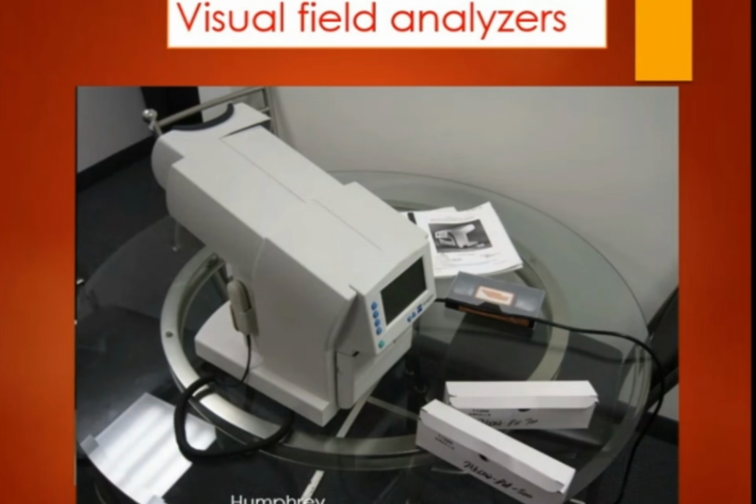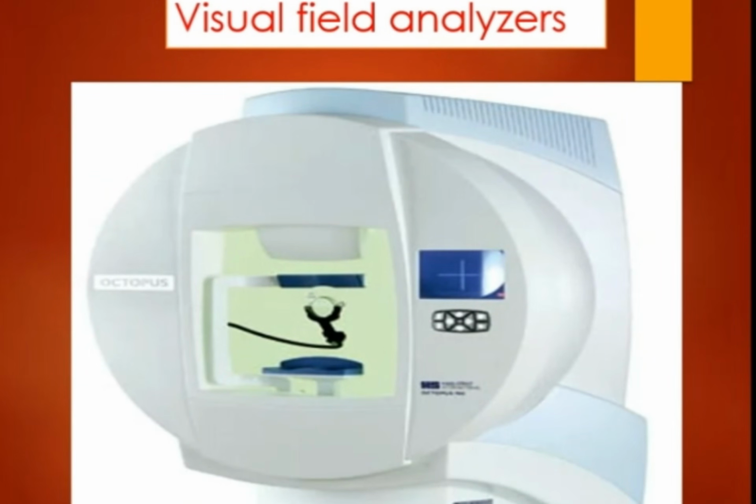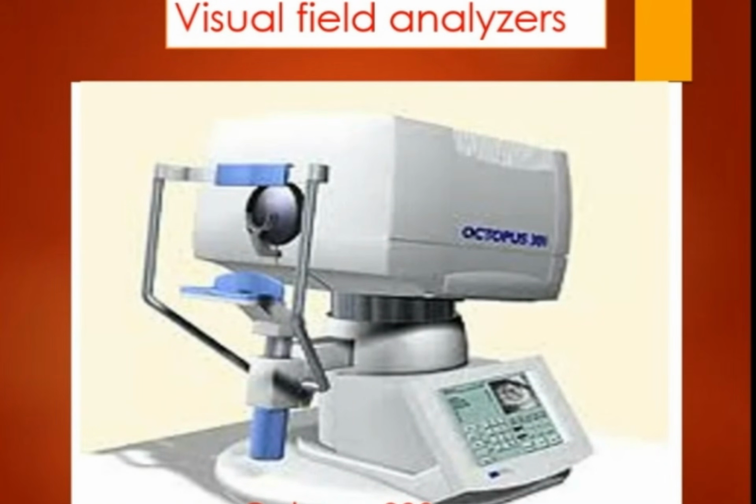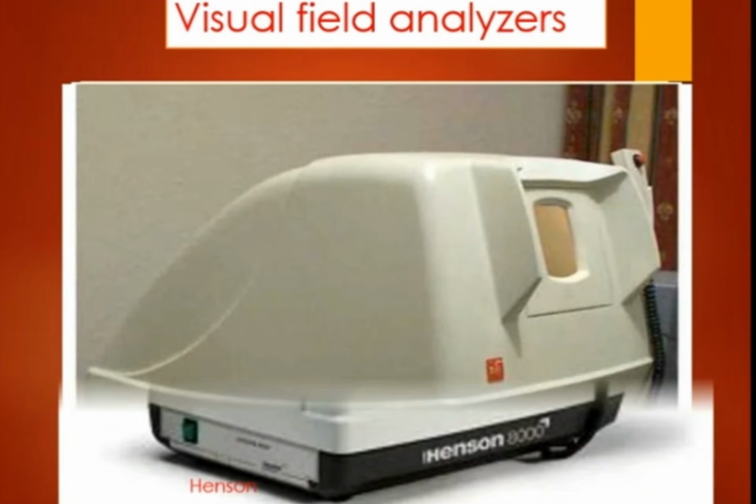But before then, we are going to take a look at some visual field analyzers, the ones we use in our various clinics, in our various training institutions. So this is a Humphrey visual field analyzer. It has different makes depending on the manufacturer. This is also an Octopus visual field analyzer. This is an Octopus 300 visual field analyzer. This is a Hansen visual field analyzer.